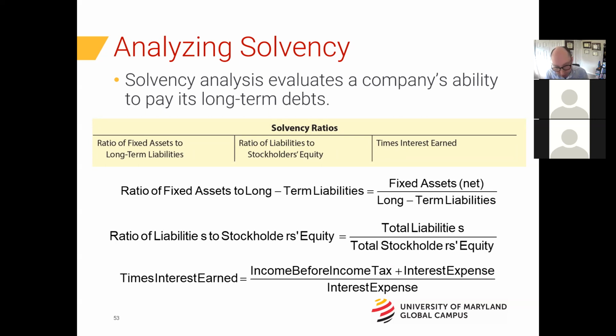Times interest earned is income before interest and taxes plus interest expense divided by interest expense. You might be thinking to yourself, oh, Dr. B, where can I find income before income tax? That will be found on your income statement. The interest expense is also found on the income statement. So you can easily say that the times interest earned ratio is calculated by utilizing your income statement.